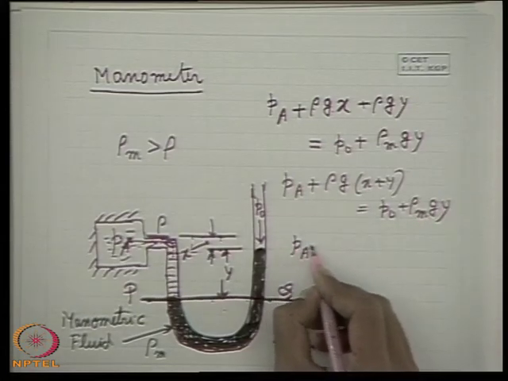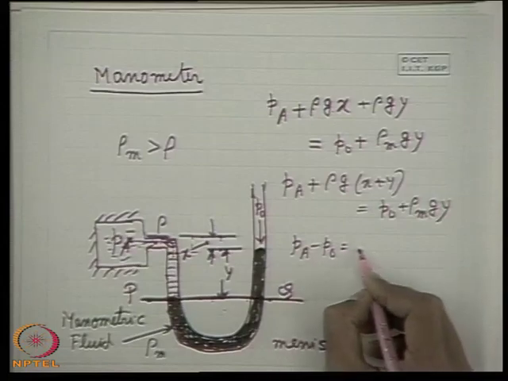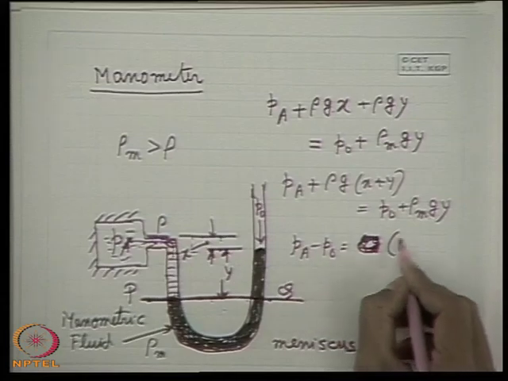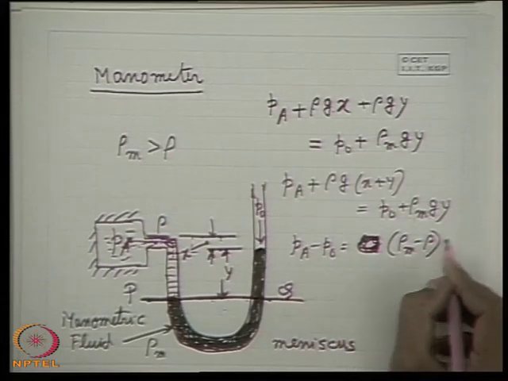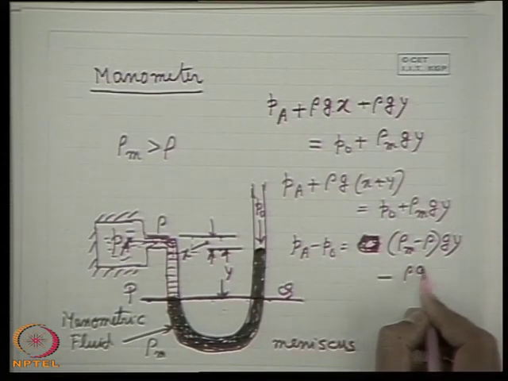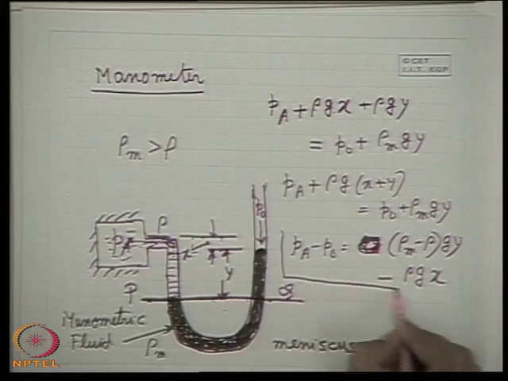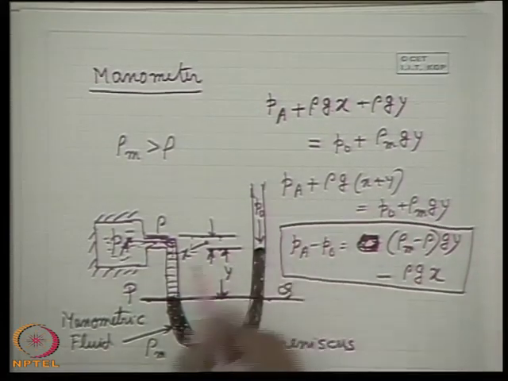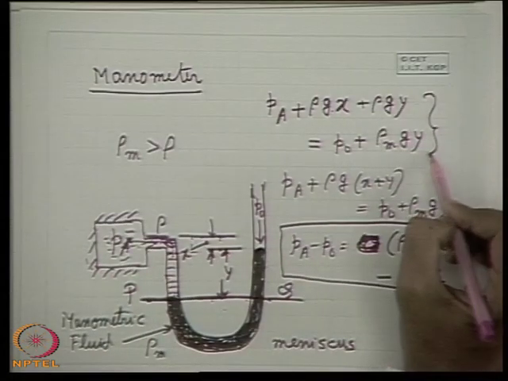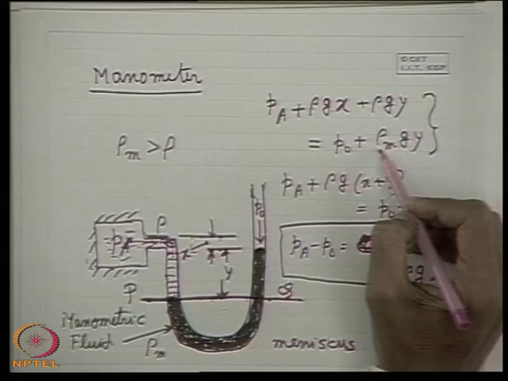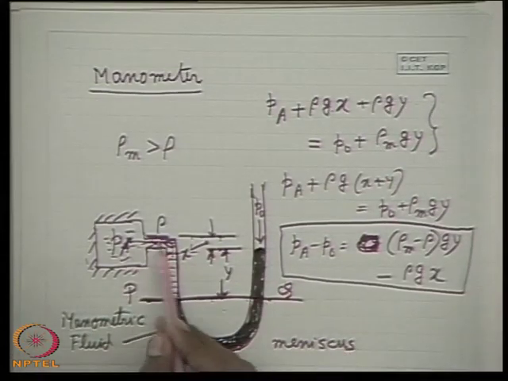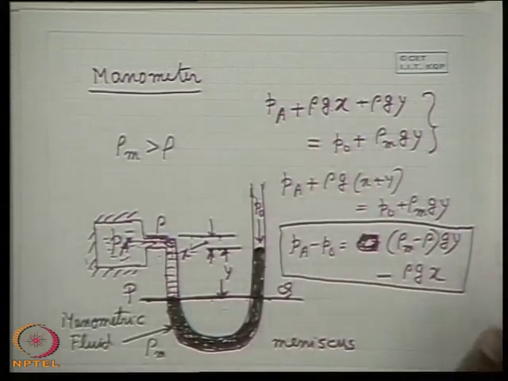So, Pa minus P0 is equal to, I can write it this way, the more conventional way, G into y times rho m minus rho, then minus rho G x. From this equation I can find out the value of Pa over P0, that means the gauge pressure of this system. This equation is known as the manometric equation, by which we can make out the pressure balance from the 2 sides of the manometer. These are known as the manometric equations.